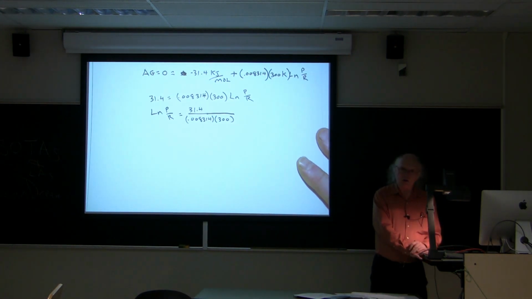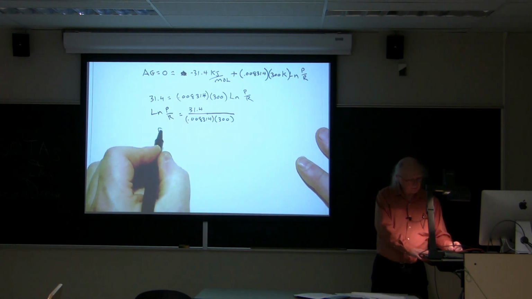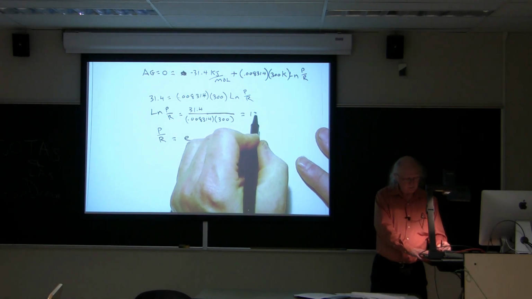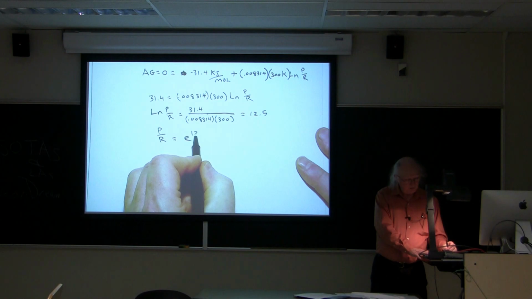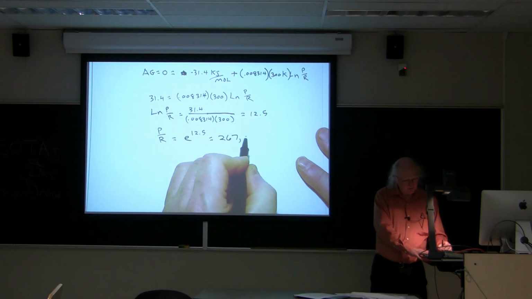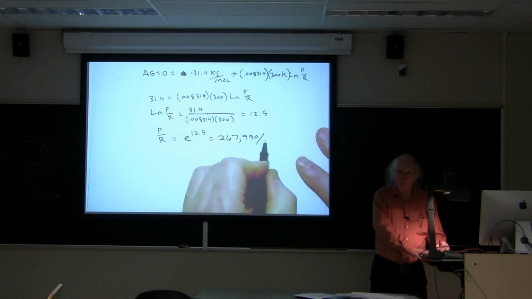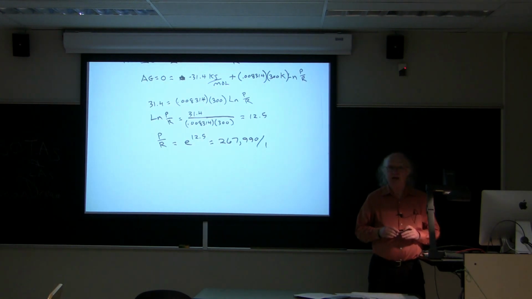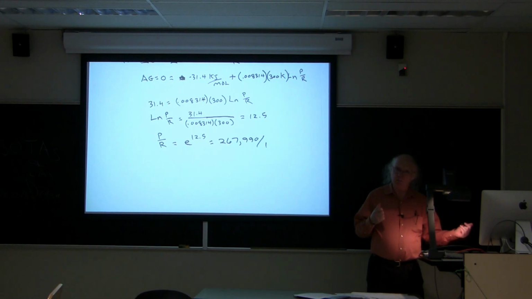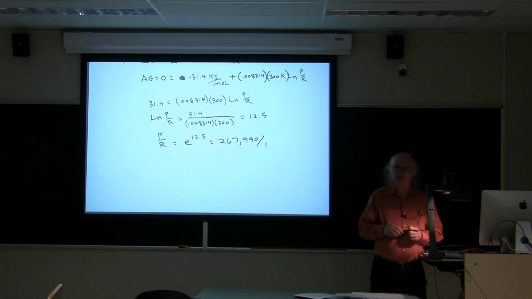And if we solve then for the ratio of products to reactants, we say that products over reactants is equal to e to this number. This number turns out to be equal to 12.5. So e to the 12.5 is equal to 267,990 to 1. The ratio of products to reactants, if we run the pyruvate kinase reaction with the delta G 0 prime value that it has, means that the ratio of products to reactants will be enormous compared to the conditions that we might have started with.